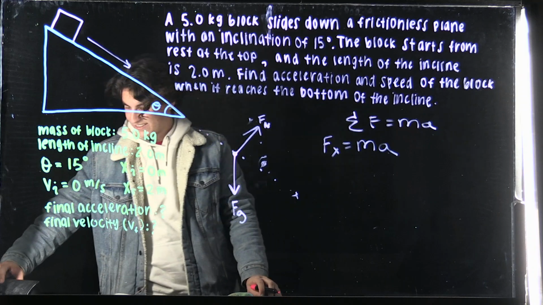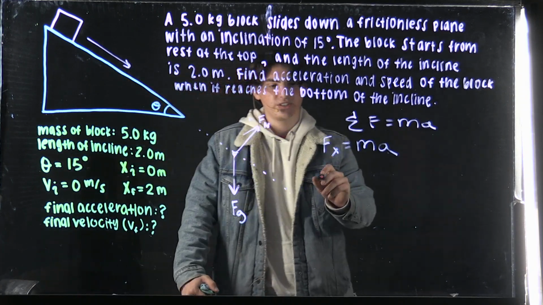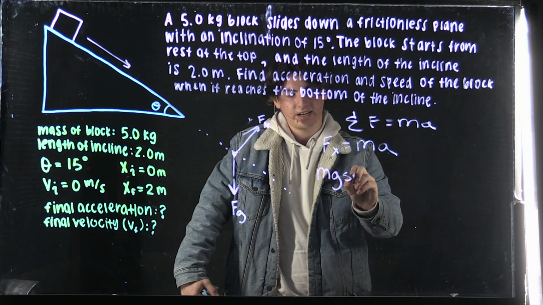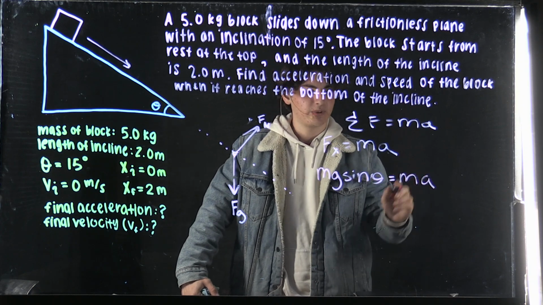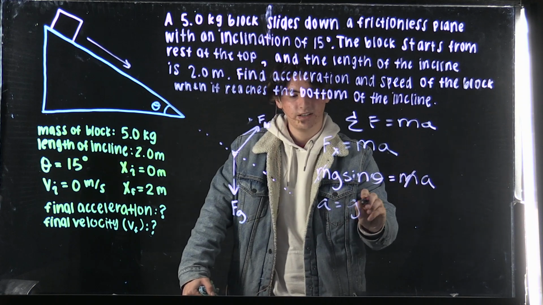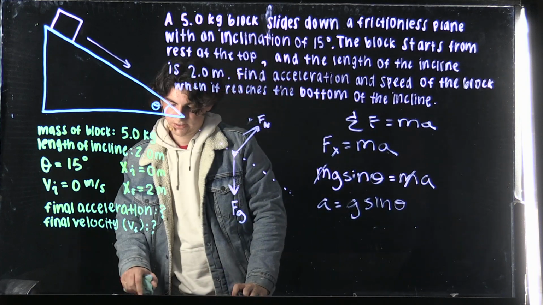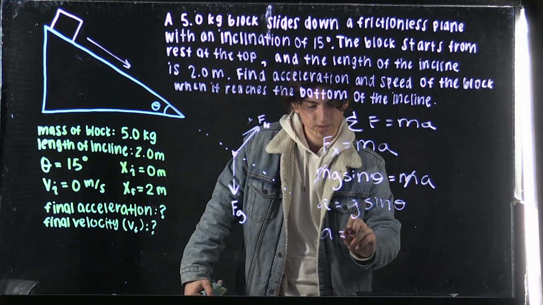So when we draw a triangle, this is our theta. All right, so then we can say that our force in the x direction is equal to mass times gravity times sine theta, which is equal to ma. We can cancel out our mass, and acceleration is equal to g sine theta, which if you plug in the numbers is equal to 2.54 meters per second squared.